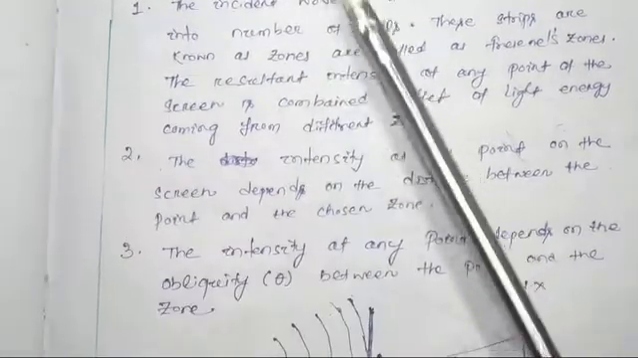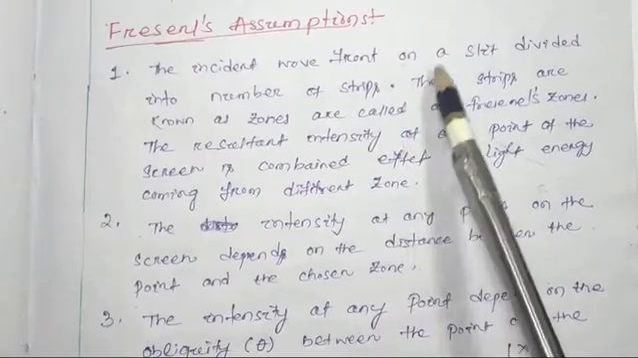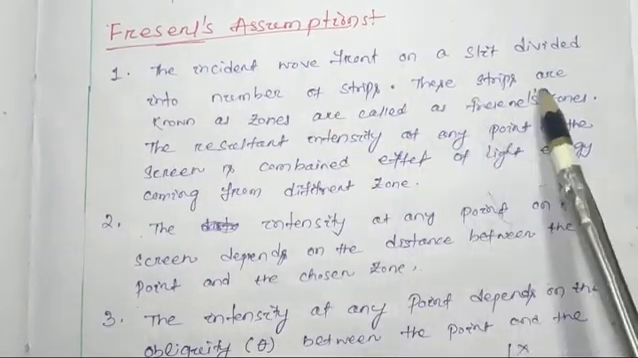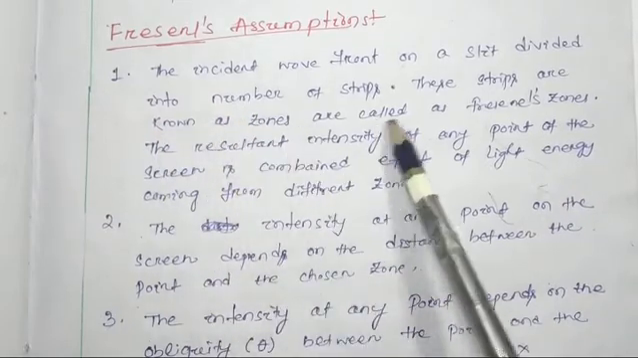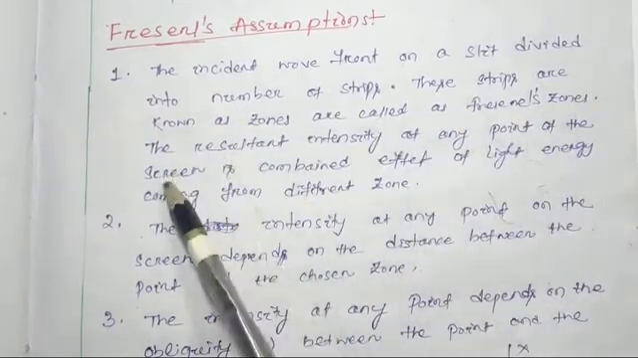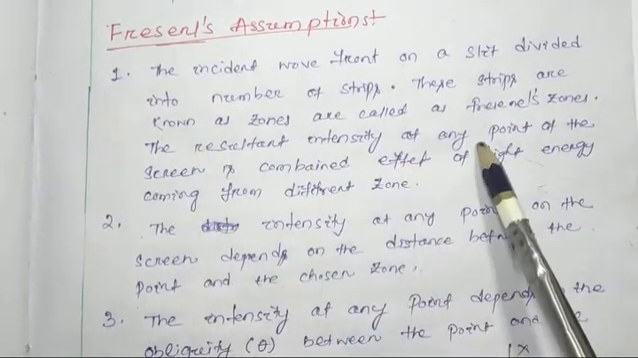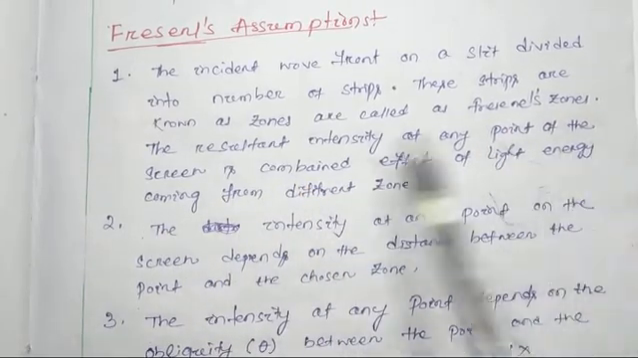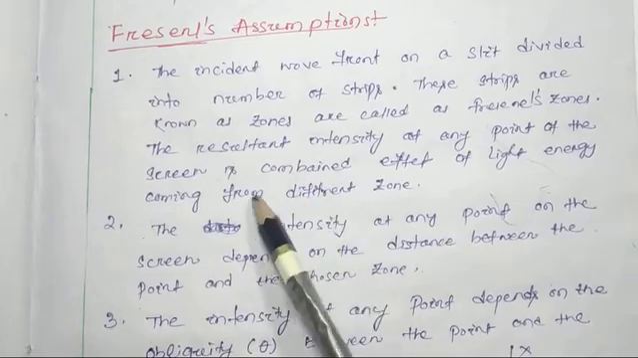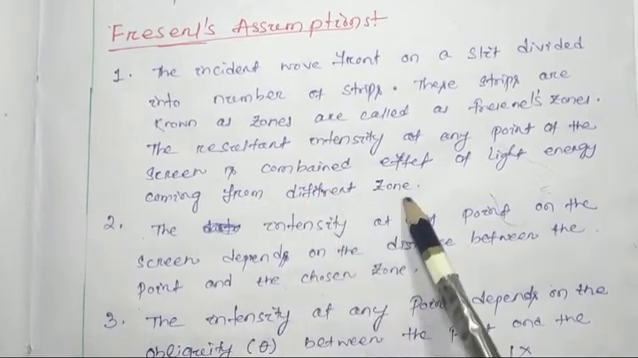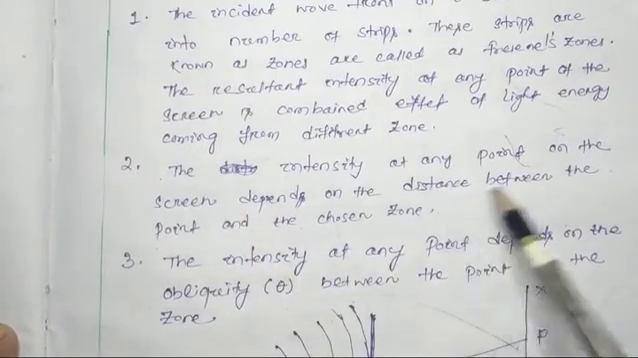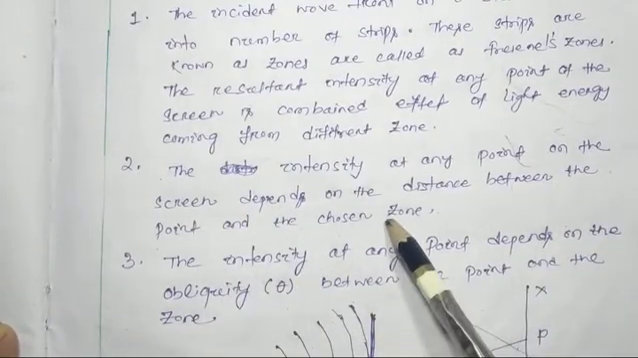The incident wavefront on a slit is divided into a number of strips. These strips are known as zones, called Fresnel's zones. The resultant intensity at any point of the screen is the combined effect of light energy coming from those different zones. The intensity at any point on the screen depends on the distance between the point and the chosen zone.